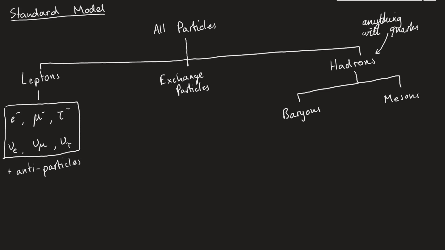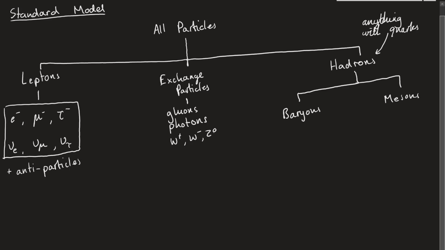Okay, that's leptons. Now, exchange particles we looked at in the fundamental forces video. And in that video, we went in order of the strongest fundamental force to the weakest. So that's what I'm going to do with the exchange particles again. I'm going to say the strongest are gluons. We also have the second strongest, which was the electromagnetic force, which has the exchange particles of photons. Then we had W plus, W minus, and Z naught. And then finally, we had a graviton. Okay, and these are your exchange particles.